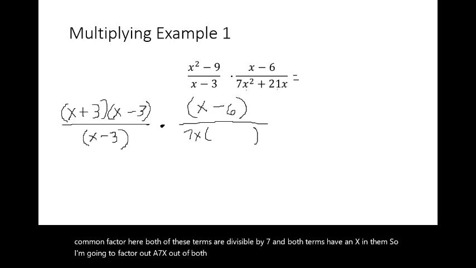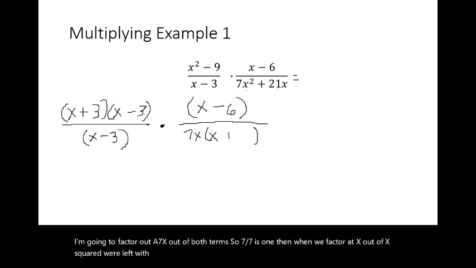So 7 divided by 7 is 1. Then when we factor an x out of x squared, we're left with x. 21x divided by 7x is plus 3.